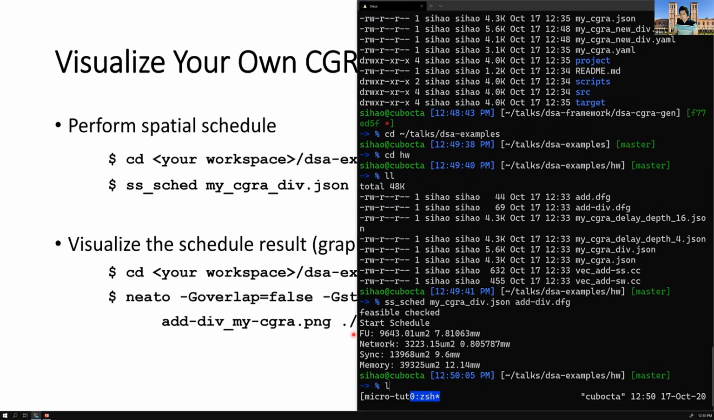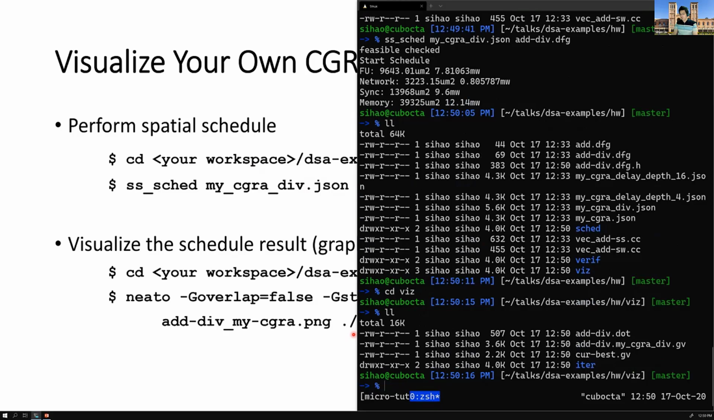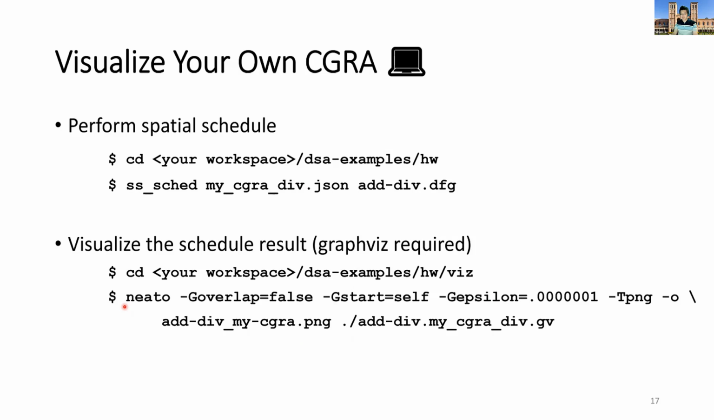And what you need to do is that it will generate a viz file, and you can cd into this viz file, and there will be a gv file, which tells you the actual schedule, and you can visualize it. So you need to use this command. It's inside the GraphViz, and you can actually create a PNG file out of the gv file.